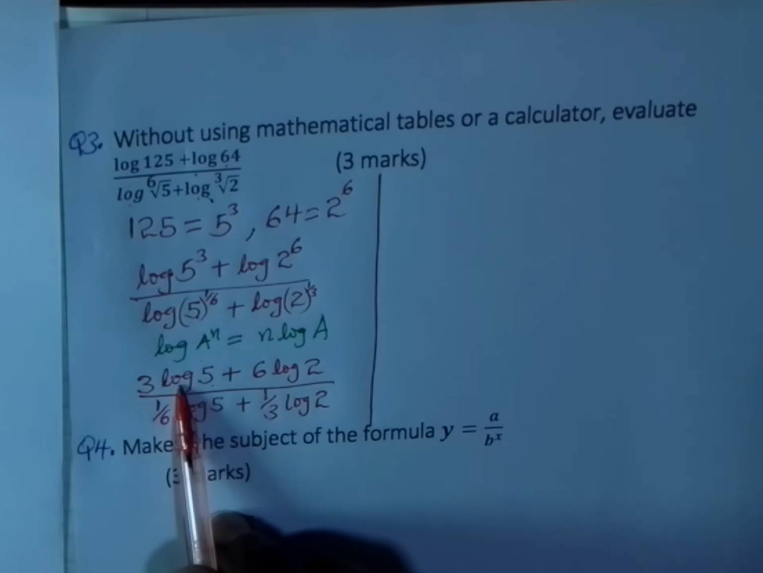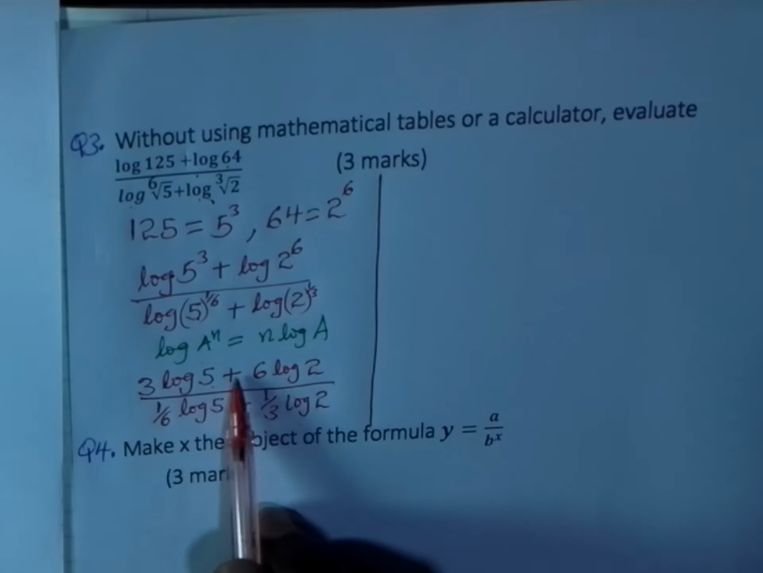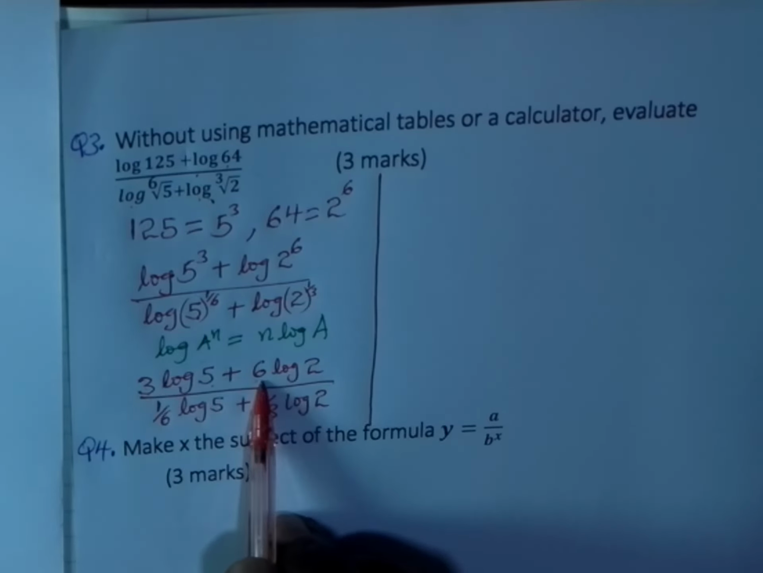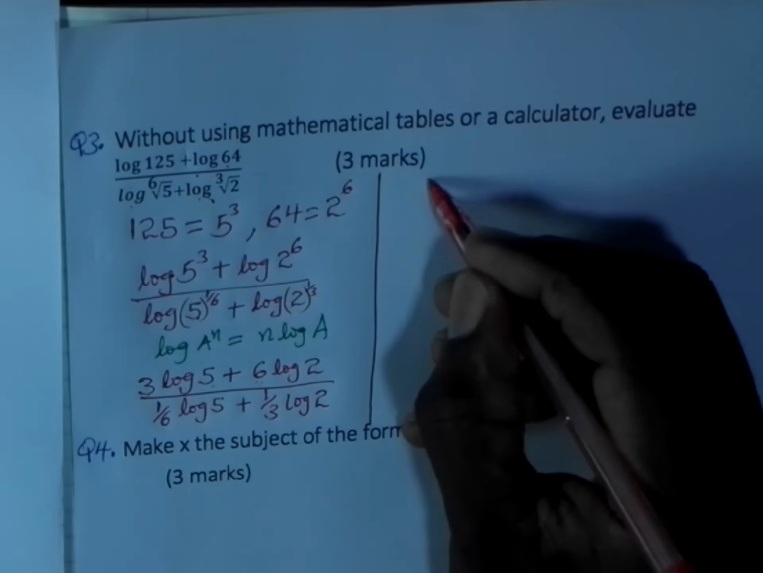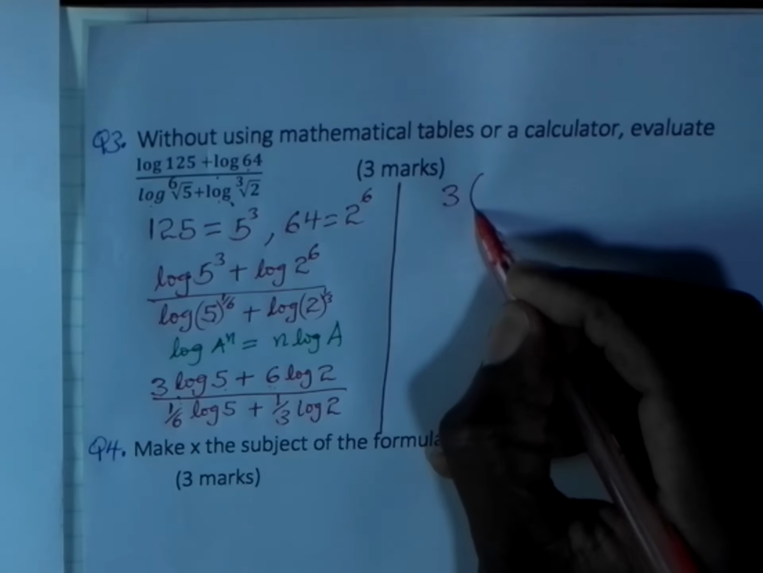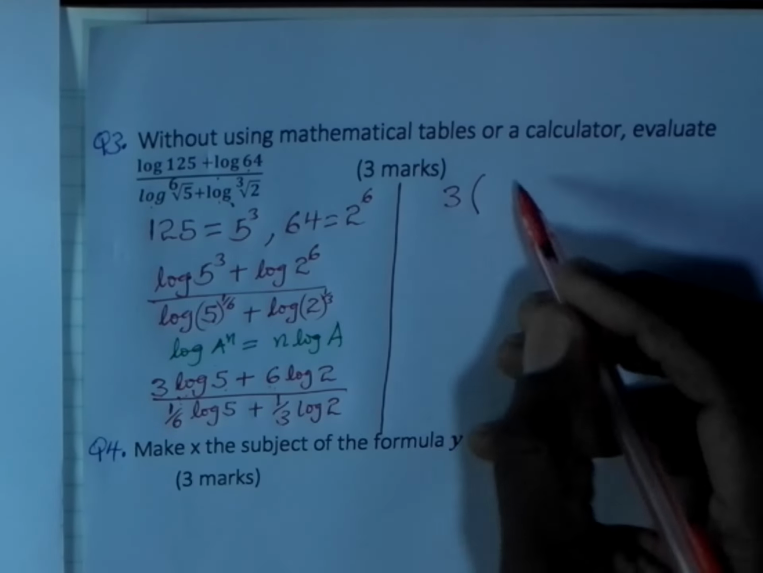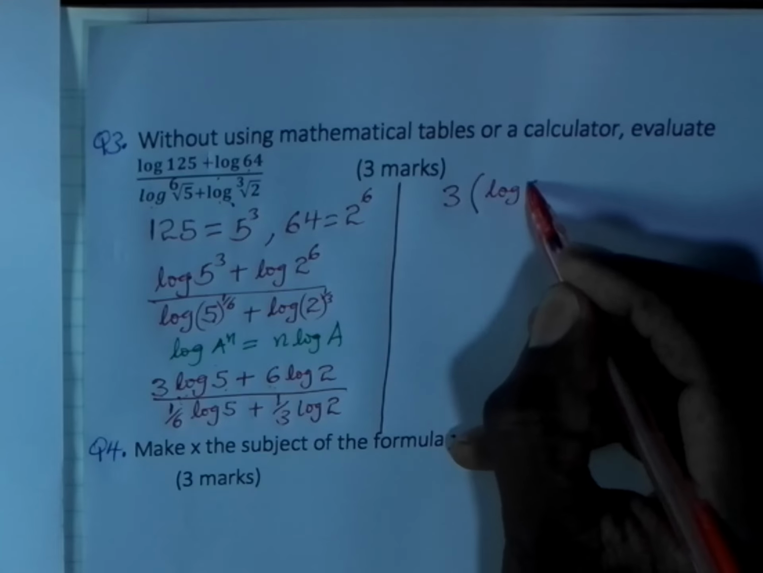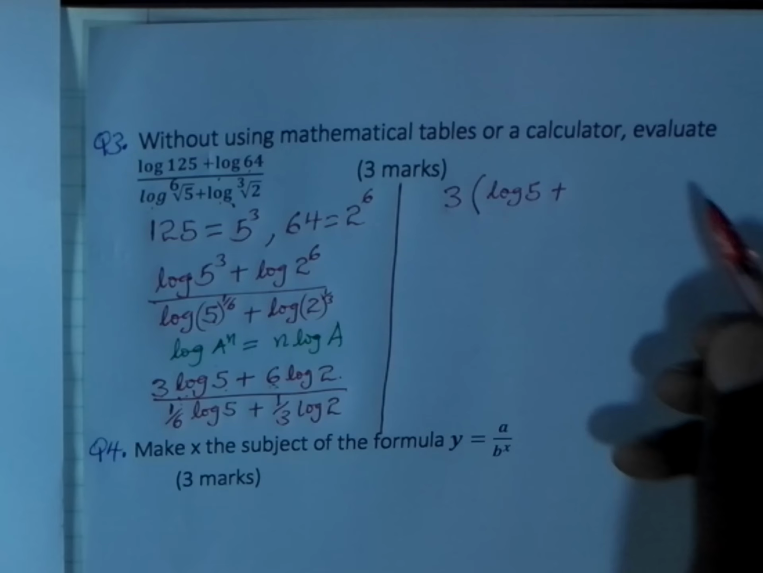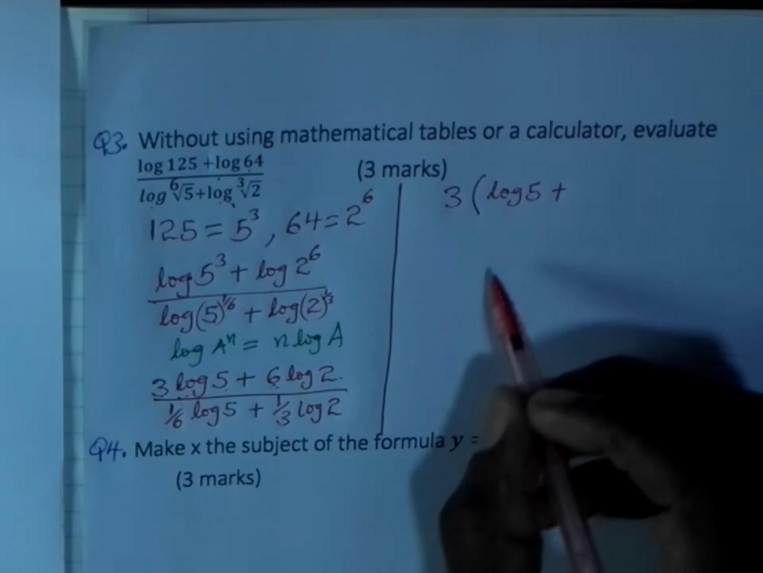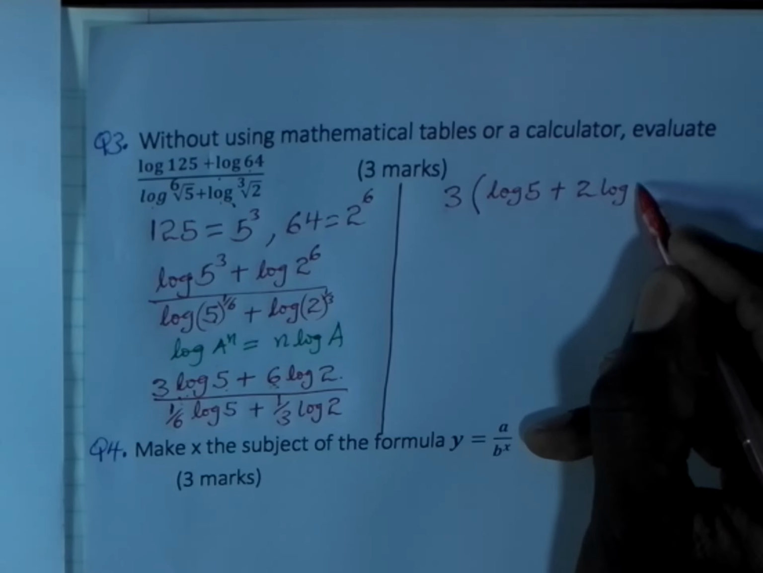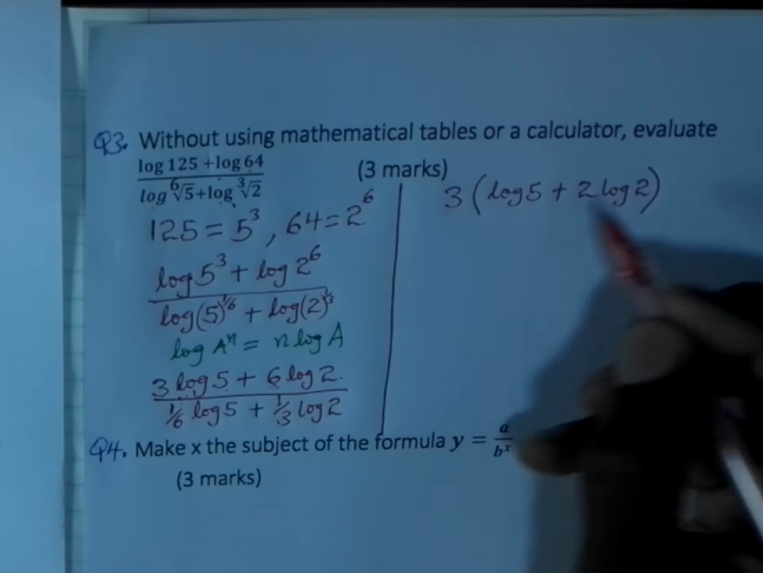Therefore, checking the numerator, we can factor out what is common. We can see here 3 and 6. 3 is common to both. So we factor out 3, open the bracket. So we have log of 5 plus 6 log 2 divided by 3, we get 2 log 2. Close the bracket.